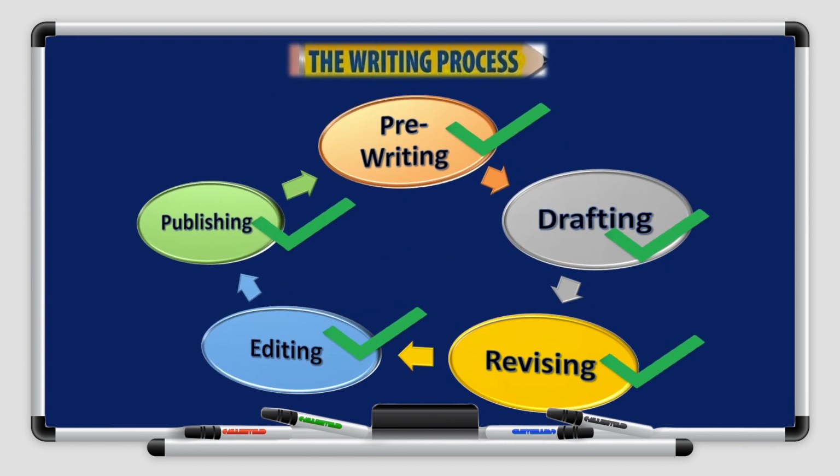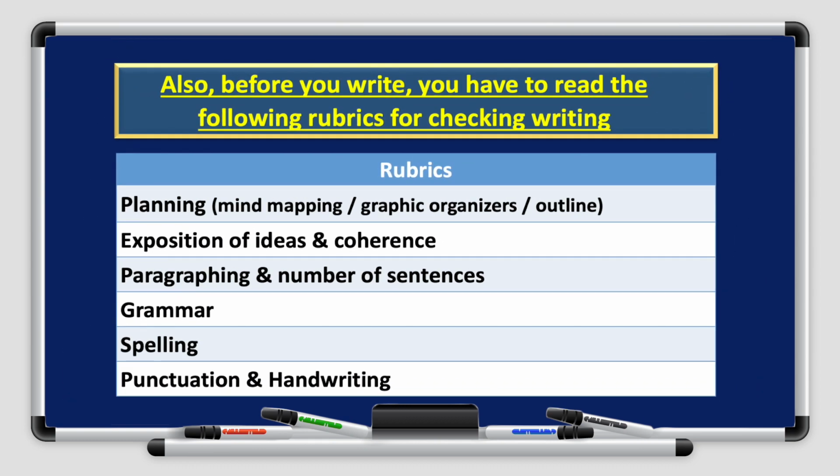Now that we've gone through the writing process, it is important to know or have an idea about the rubrics for checking writing. So these are the rubrics that your teacher will follow when he or she grades your writing. So you will be graded on planning. Were you able to create a plan, either a mind map, an outline, or a graphic organizer? And were you able to jot down your ideas and thoughts? You will be graded on the exposition of ideas and coherence. Are your ideas strong or weak for your topic? Are they coherent, or is one idea talking about something and another idea about something else?